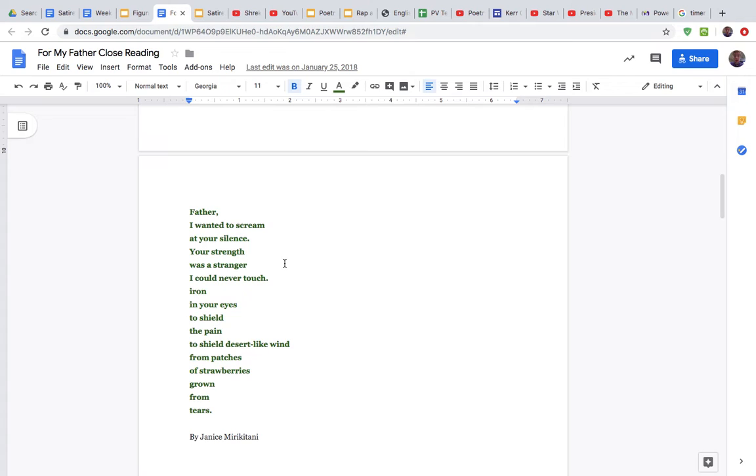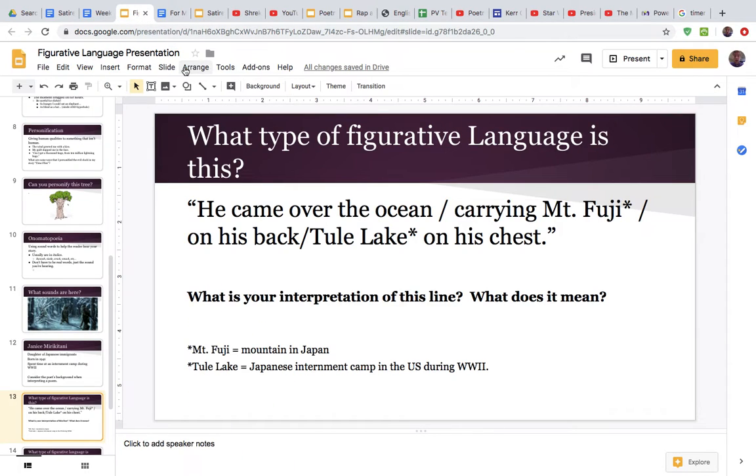All right, so again, that was by Janice Mirikitani, and we're going to take a look at how we can interpret some of this figurative language. So let's take a look at some of those specific lines that she used.